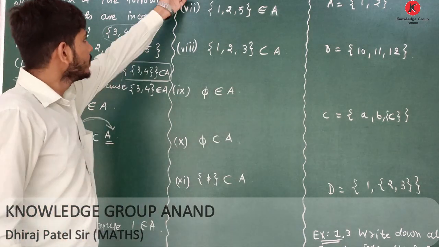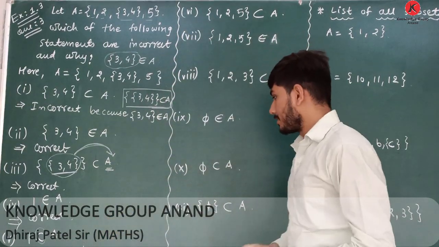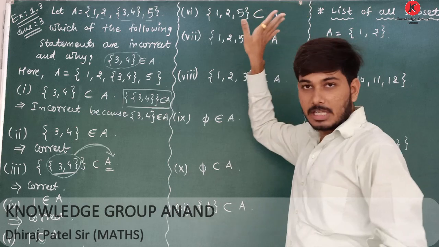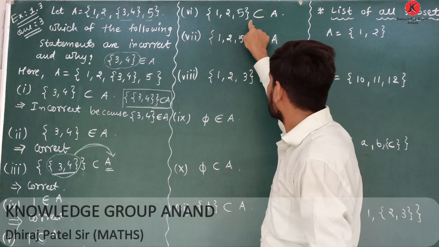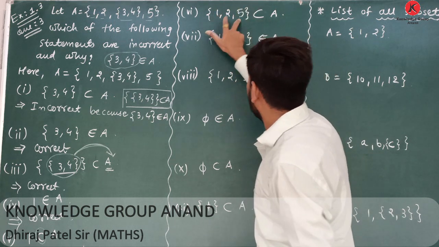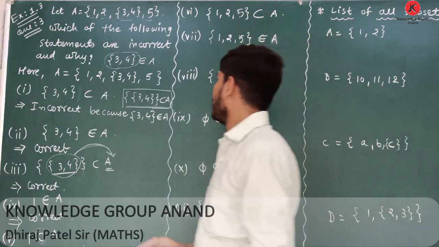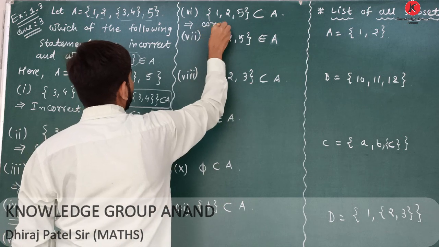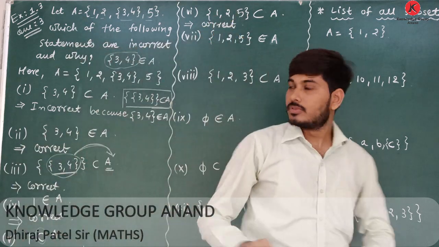Okay, now the next one, question number 6. Curly bracket 1 to 5 subset of set A. Here 1 to 5 is a set, and all the elements of this set lie in set A. Therefore, it is the correct statement.